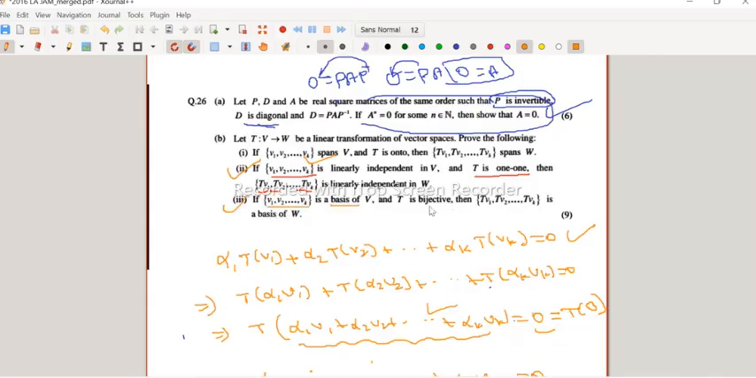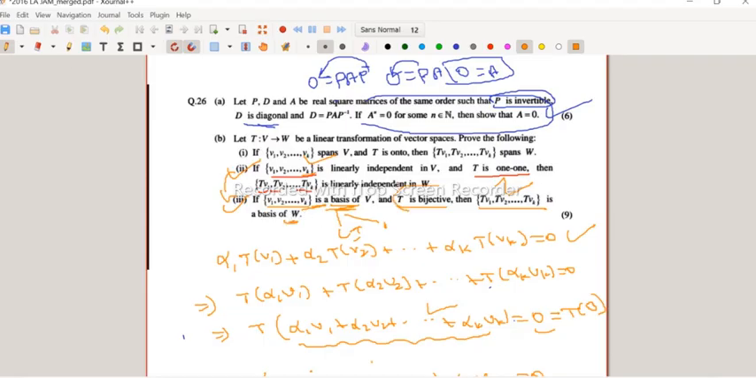Now similarly, we prove the last one. Suppose this is a basis and T is bijective, then we prove that the image is also a basis. Basis means a linearly independent set and a spanning set. Using the second part, instead of k we have n. Linearly independent we already proved by the second part. Only thing we have to prove is that it spans the entire space W.